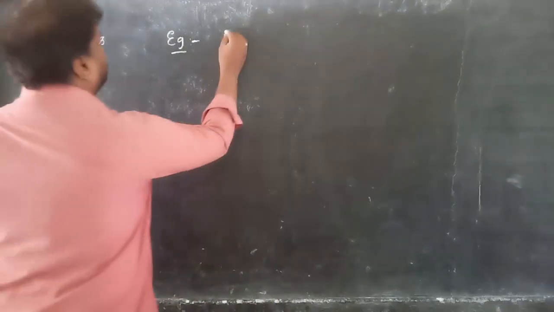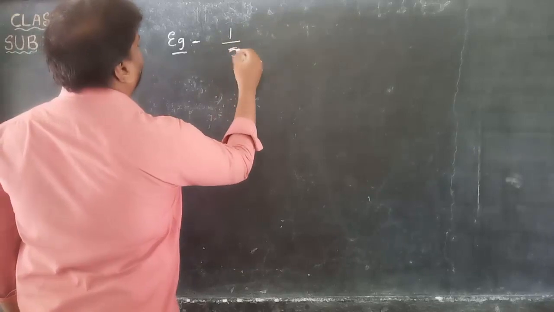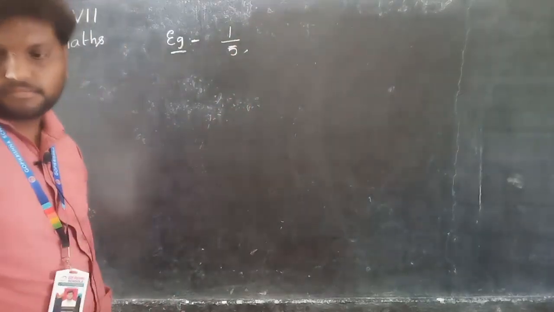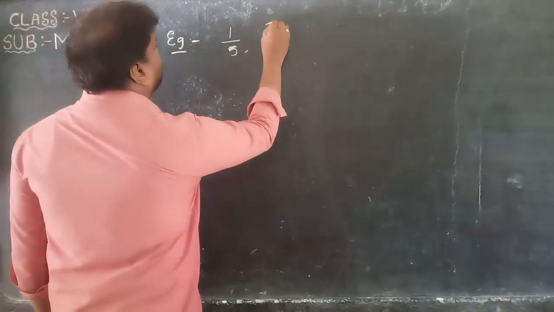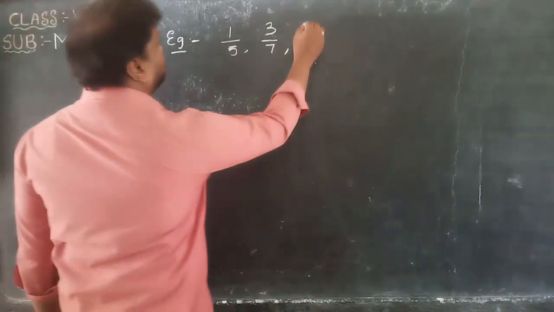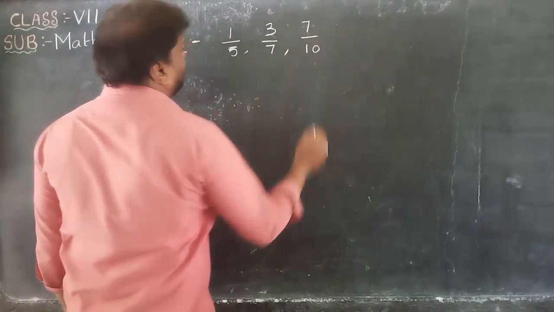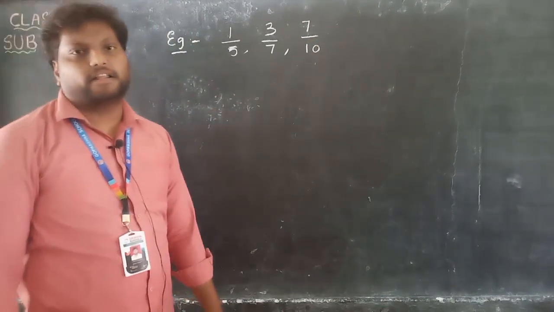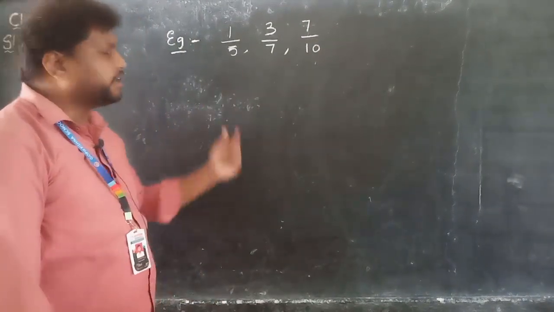For example, 1 by 5, 3 by 7 and 7 by 10. We have to write the ascending order and descending order also.